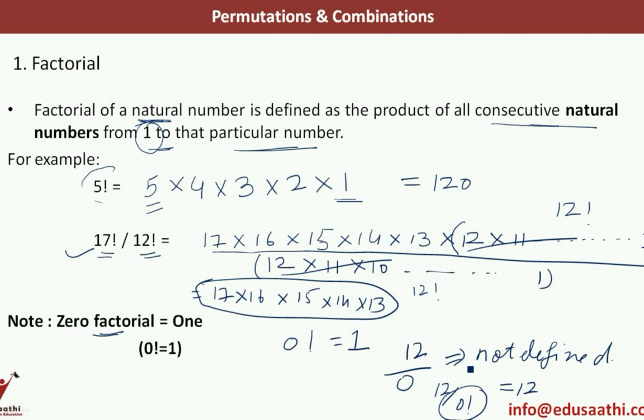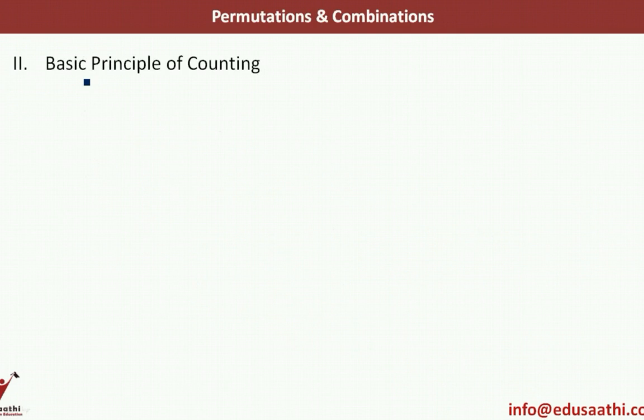Okay, so this is the first thing we discussed in permutation and combination. I hope everything is clear. We discussed what is a factorial. Let's move on to the second topic, which is the basic principle of counting. Now we have actually two principles here, so I'll discuss both of the principles one by one.